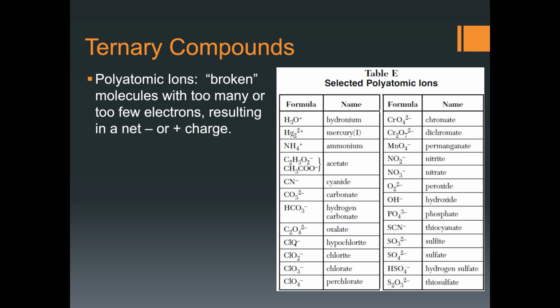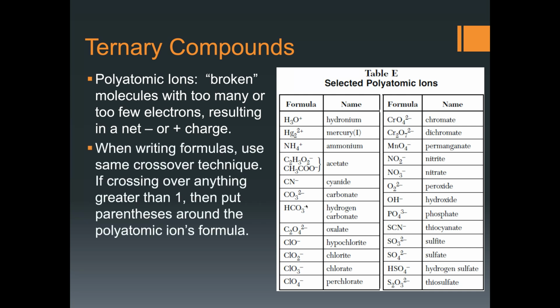The drop and swap technique is identical. The writing of the formulas is easy. However, if you drop and swap any number other than 1 after one of these polyatomic ions, you have to put the polyatomic ion in parentheses first. So what exactly does that mean? Crossing over anything greater than 1, put parentheses around the polyatomic ion's formula.